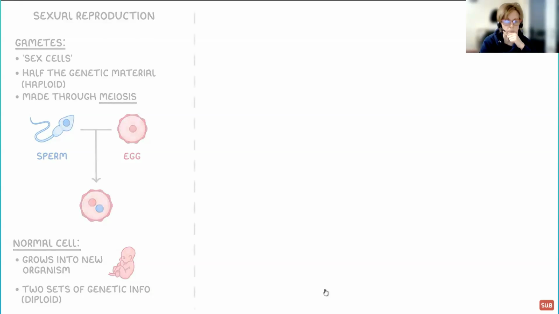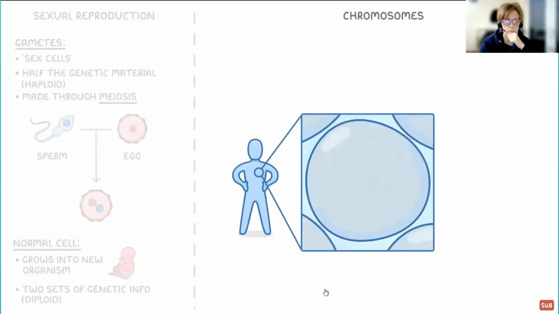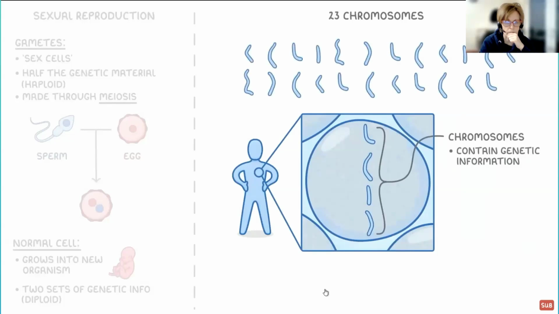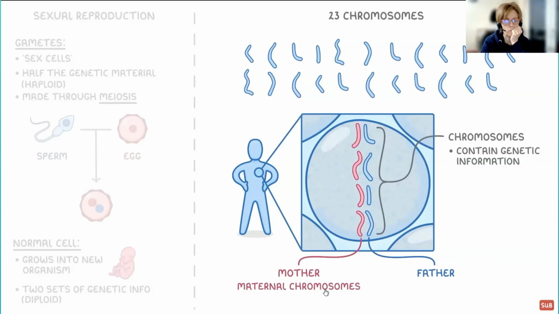First, though, let's just quickly recap chromosomes so there isn't any confusion. If we were to take a human and look inside the nucleus of any cell, we'd find these things called chromosomes, which contain genetic information. In fact, we have 23 different types of these chromosomes in almost every cell in our body. In this cell, we've only shown 4 to save space, but just imagine there'd be 23. And for each of these 23 types, there's actually 2 different copies. One set is from the father, shown here in blue, and one set is from the mother, shown here in red. We can call the ones from the mother maternal chromosomes, and the ones from the father paternal chromosomes.